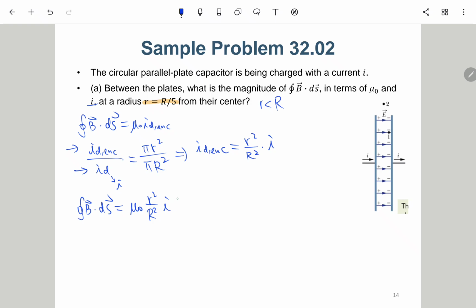So here we have mu 0 I, and then r squared, where r we take as capital R over 5, over capital R squared. So this is nothing but mu 0 I over 25.